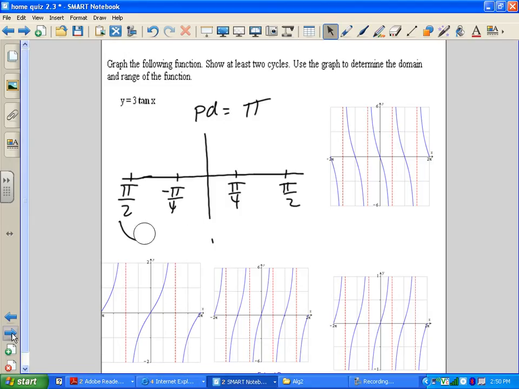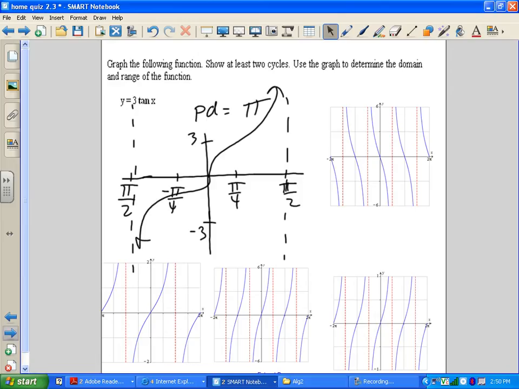All right, notice the amplitude is 3. So we got -3 to +3. Now we got to remember what tangent looks like. So we're undefined on both ends, and tangent is John Travolta with his right hand up. So it'd be something like that, and then something like that.